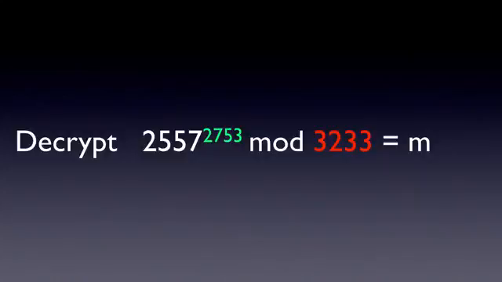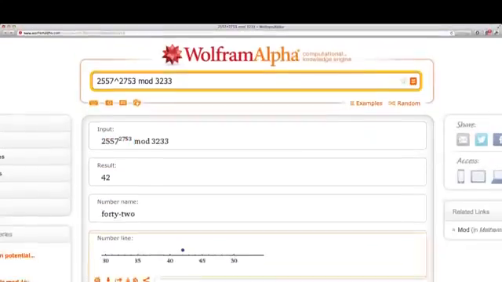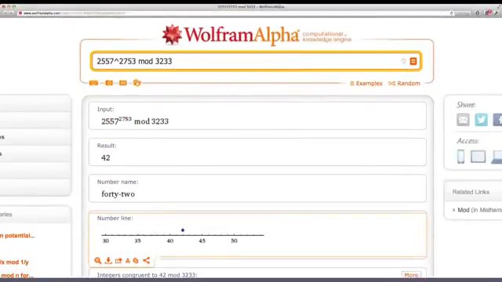Now for decryption. So we take the ciphertext, 2,557, raised to D, which is 2,753, mod n, which is 3,233, and this should give us back our plain text message. Again, typing this into Wolfram Alpha, we get this result, the plain text 42.